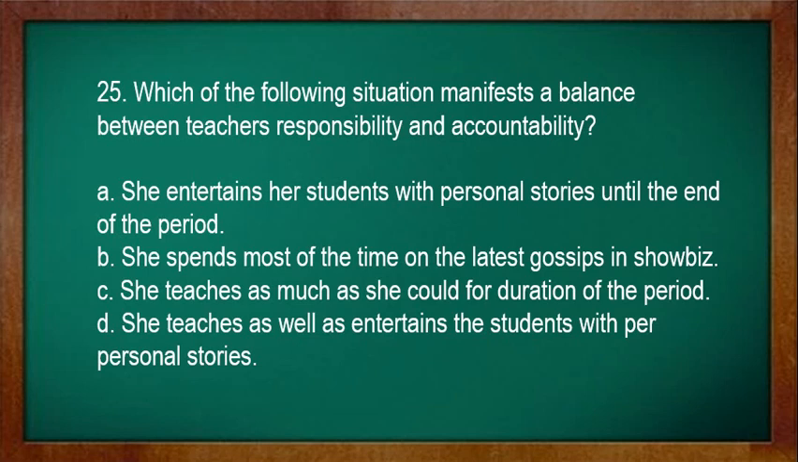Number 25. Which of the following situations manifests a balance between teachers' responsibility and accountability? A. She entertains her students with personal stories until the end of the period. B. She spends most of the time on the latest gossips in showbiz. C. She teaches as much as she could for the duration of the period. D. She teaches as well as entertains the students with personal stories.